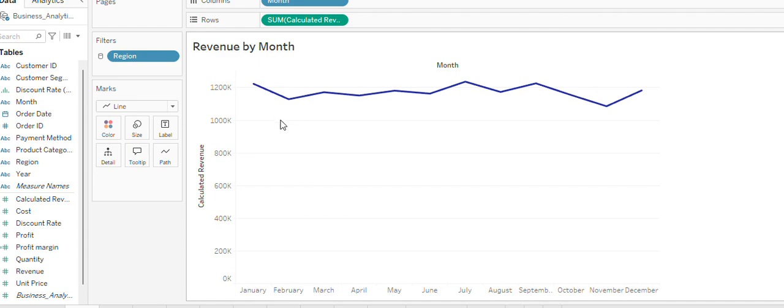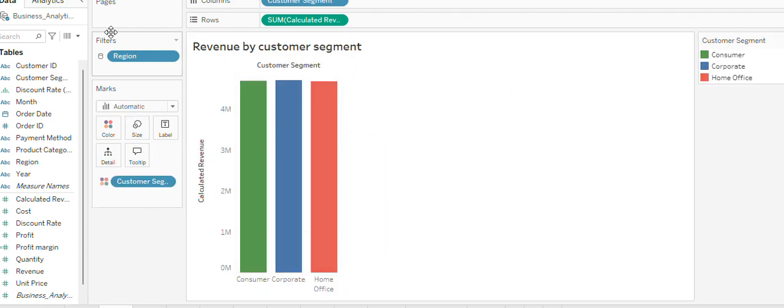This is the first chart. This is about the revenue by month. We have also this one. This is revenue by customer segment.